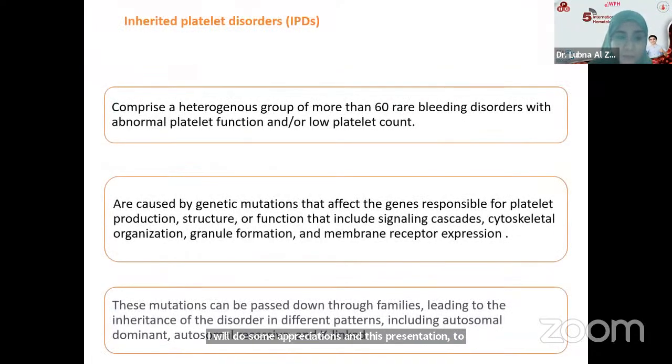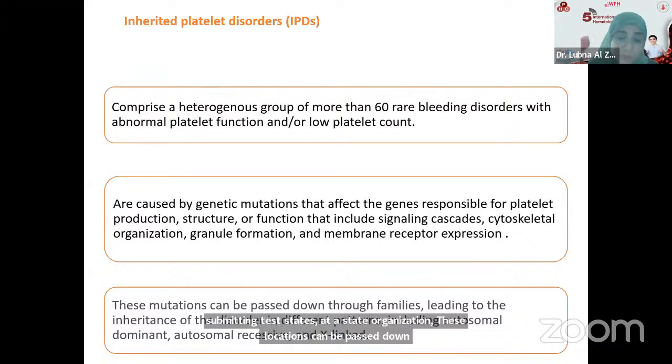The inherited platelet disorders comprise a heterogeneous group of more than 60 rare bleeding disorders with abnormal platelet function and/or thrombocytopenia, and are caused by genetic mutations that affect the genes responsible for platelet production, structure, or function. This includes signaling cascades, cytoskeletal organization, granule formation, and membrane receptor expression. These mutations can be passed down through families, leading to inheritance of disorders in different patterns, including autosomal dominant, recessive, or X-linked.